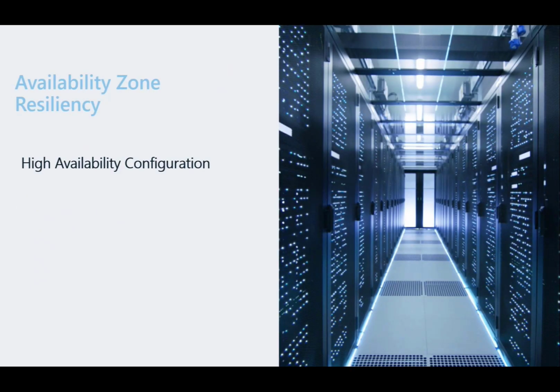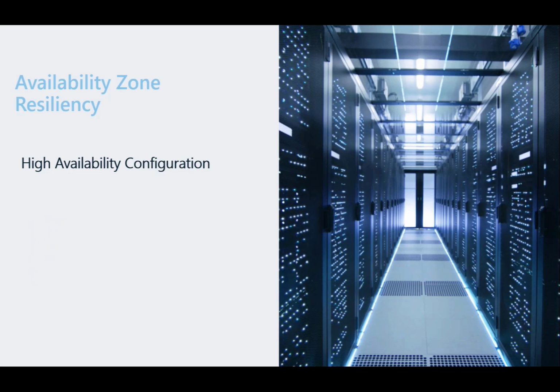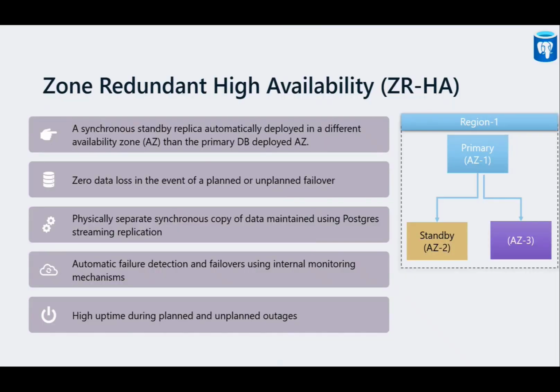High availability is the other important item we're going to talk about really quickly. We use zone redundant high availability where it's available in Azure. When you pick that option, a synchronous standby replica is automatically deployed in a different availability zone than the primary. And it's synchronous, as I already stated.